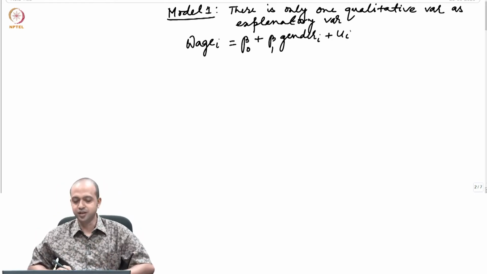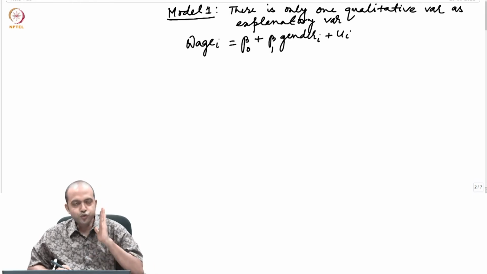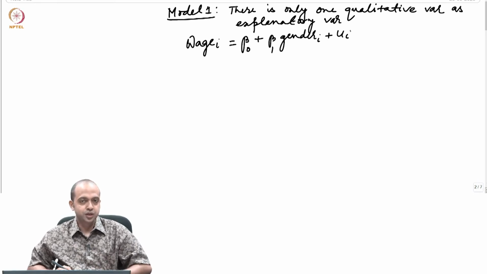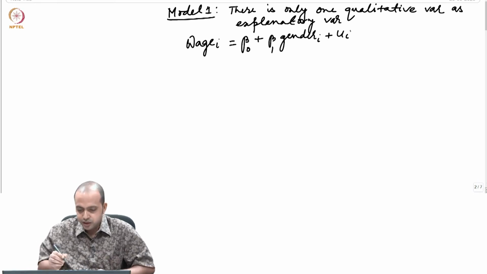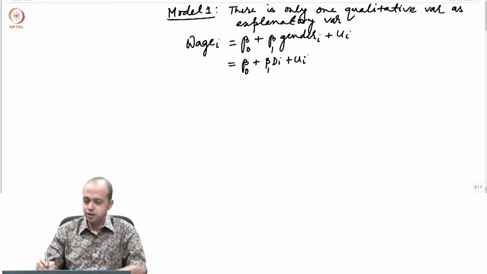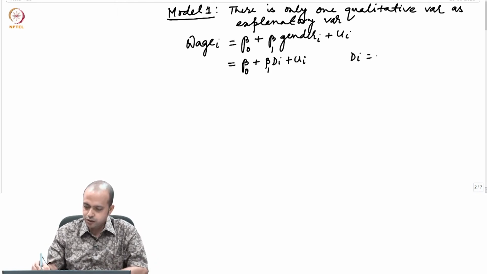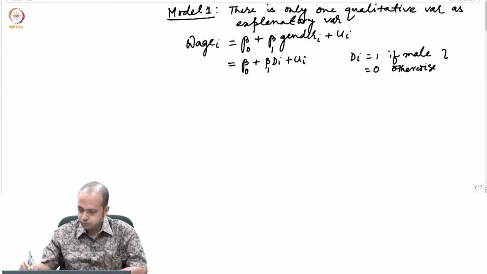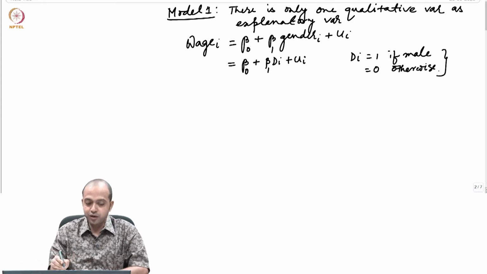So, here what we have to first learn is what is the interpretation of this beta 0 and beta 1 in this dummy variable model, right. So, this we will convert as beta 0 plus beta 1 Di plus ui, where Di equals 1 if male and 0 otherwise. Right, and we will try to understand what is the interpretation of beta 0 and beta 1.